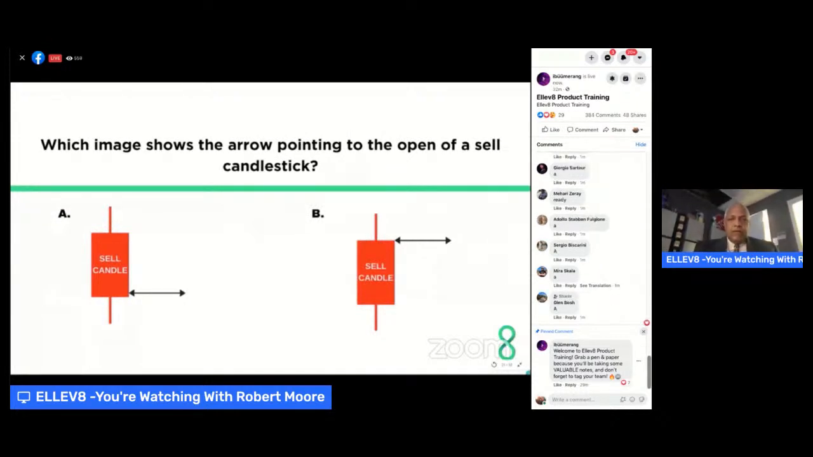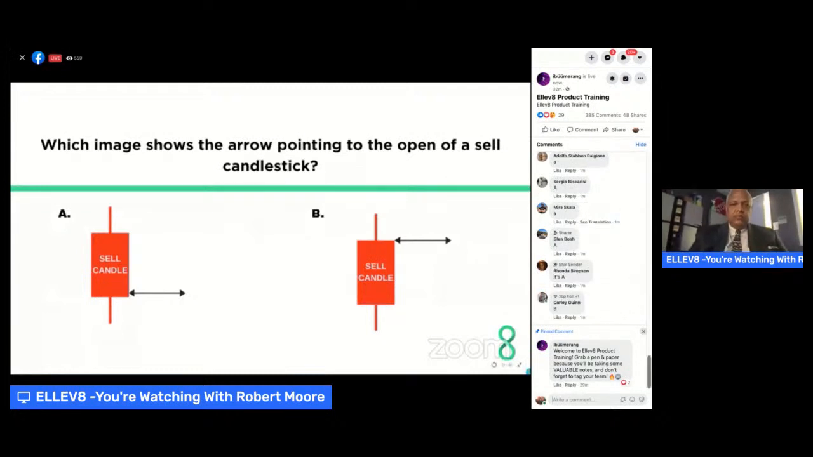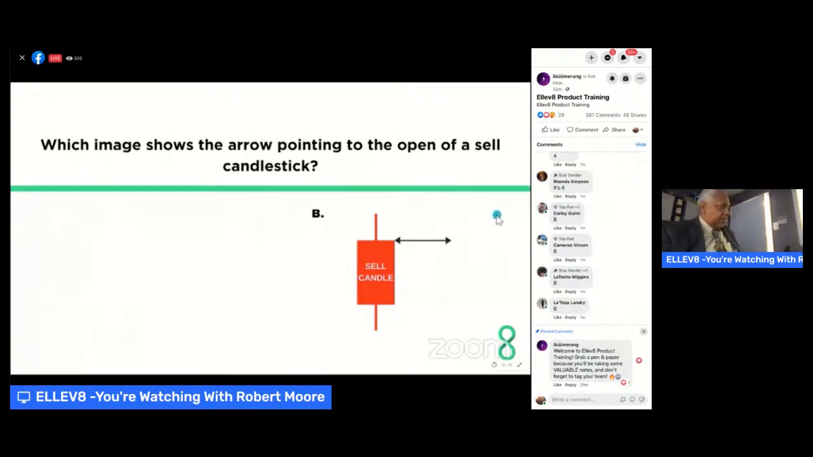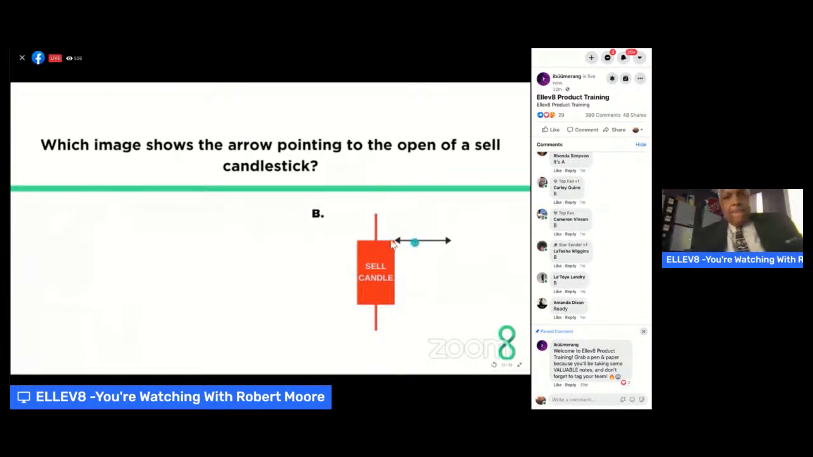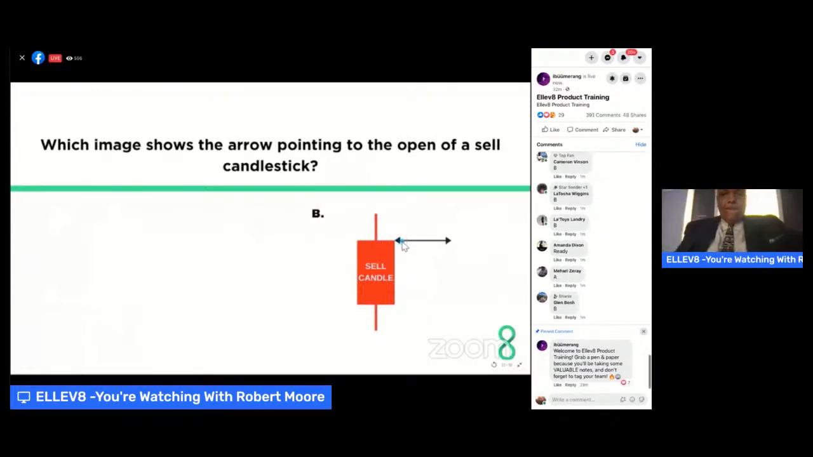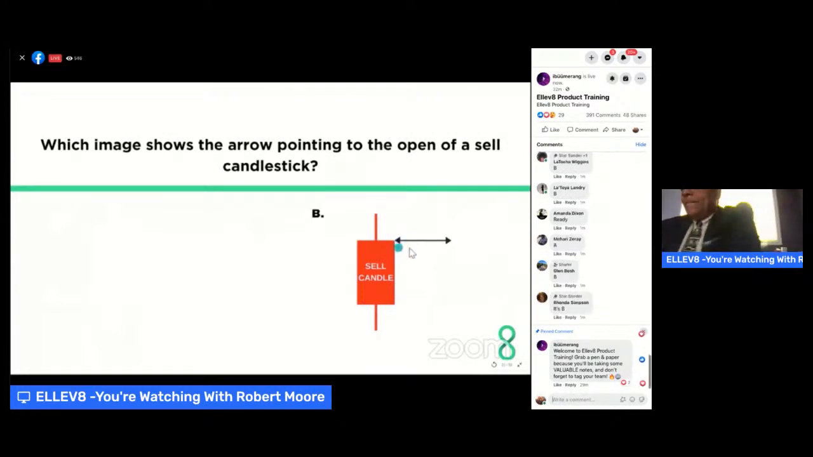Which image shows the arrow pointing to the open of a sell candlestick? You guys are so smart. Absolutely. We talked about that the sell candlestick opens at the top of the bar. Nice.